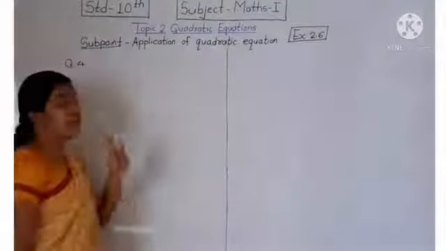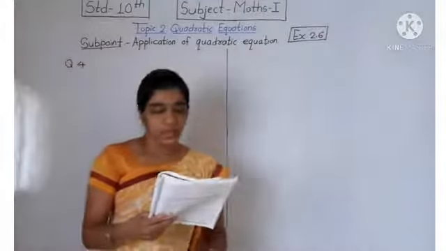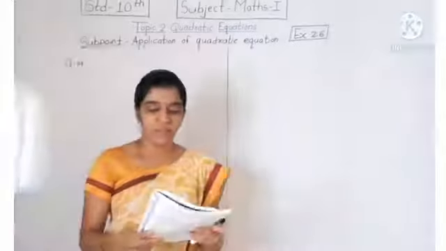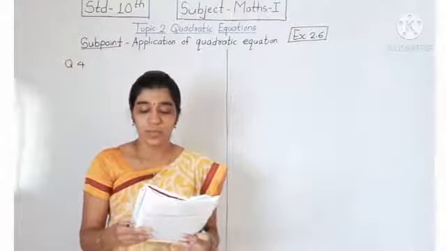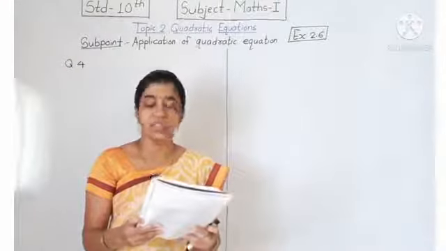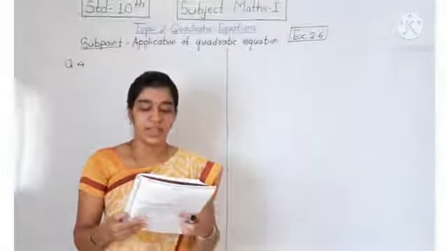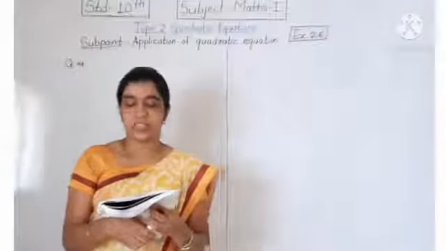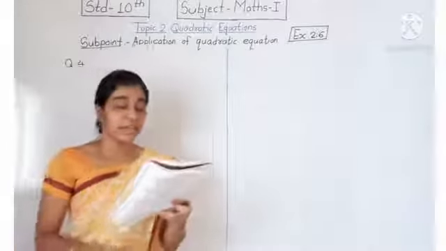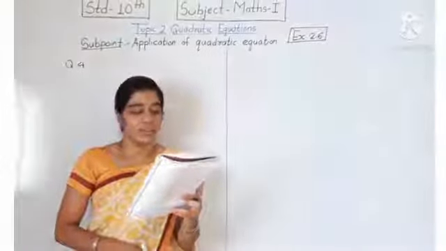Now we see question number 4. Vivek is older than Kishore by 5 years. The sum of reciprocals of their ages is 1/6. Find their present ages. What is given? Vivek is older than Kishore by 5 years.